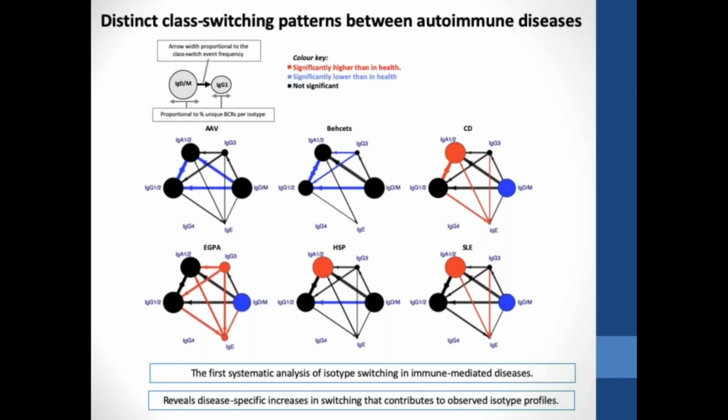And interestingly, in EGPA, we do see a very strong signal between IgG3 and IgE that corresponds along with the relative isotype frequencies. So this is really the first systematic analysis of isotype switching between immune-mediated diseases, and it reveals disease-specific increases in switching that contributes to the observed isotype profile.